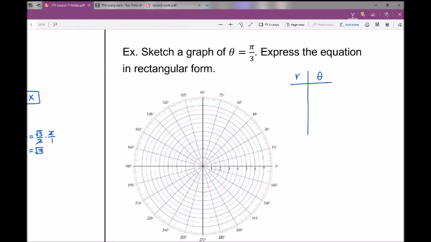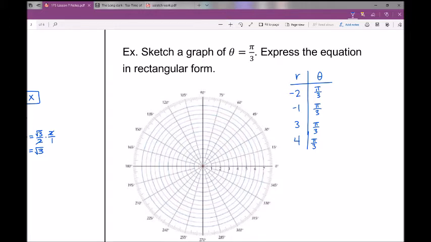And this time, we can't really pick a theta because we know that no matter what we pick, we're going to get pi over 3. So let's go ahead and write some pi over 3's in there. So this time, it's probably a better idea to pick values of r. And it doesn't matter what you pick, so let's just pick a couple of negative ones maybe, and a couple of positive ones. So I picked -2, -1, 3, and 4.